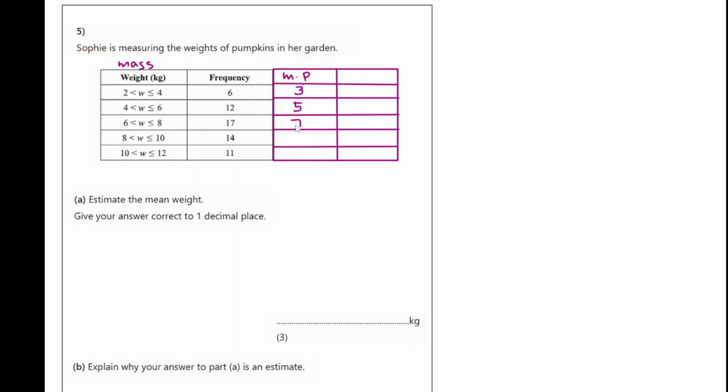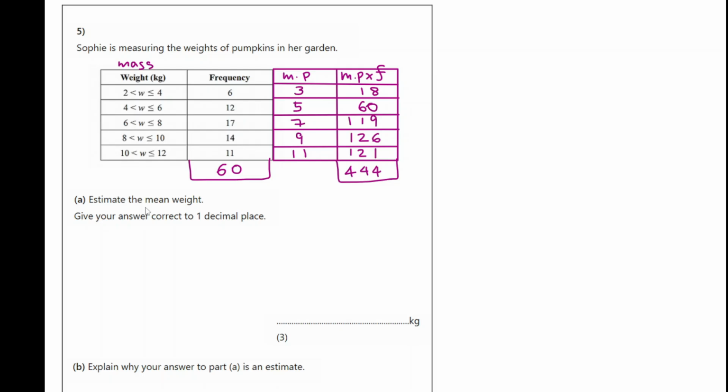That's the midpoint here, 7, and midpoint is 9, 10, and that will be 11. Now, this column we are going to multiply midpoint by the frequency. So 6 times 3 is 18. 12 times 5 is 60, like this. Now, we need to get the sum of this column and also the sum of frequencies. So, this is 444 and all of these numbers add up to 60.